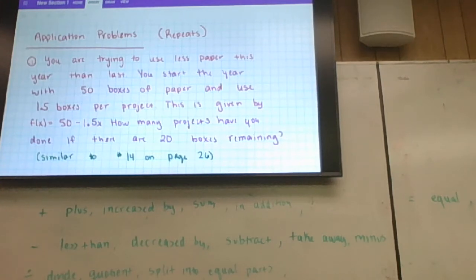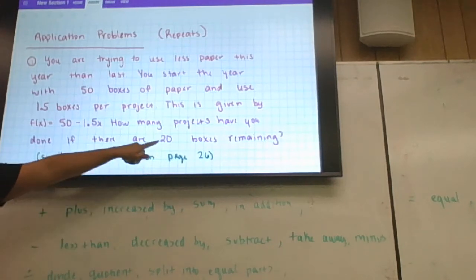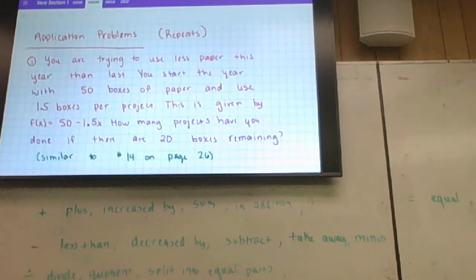All right, so what this means is that I'm starting with 50 boxes. In every project, I use 1.5 boxes of paper. So if there are 20 boxes remaining, I'm going to take this result out and put 20 in. And now you can solve this, show your work, and write a sentence with your answer.